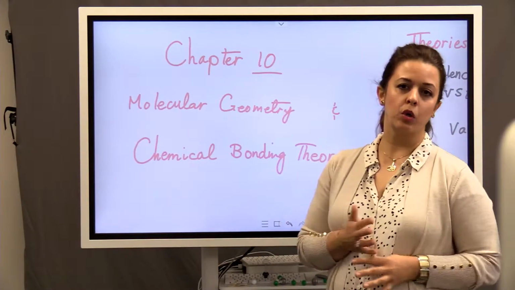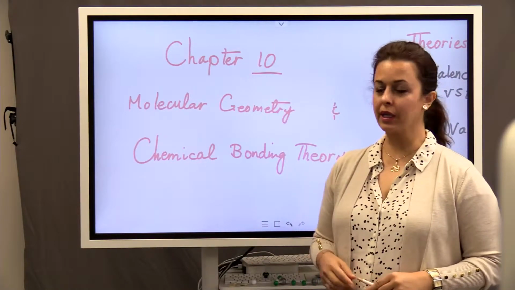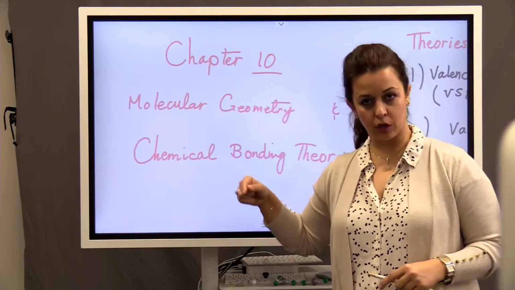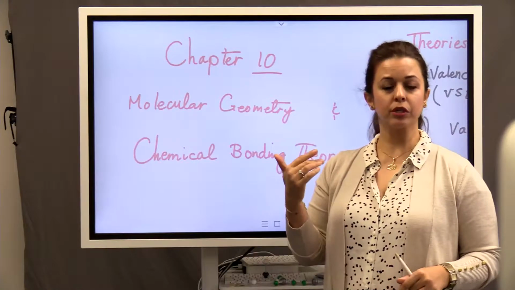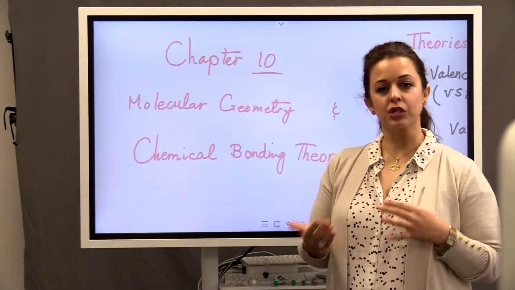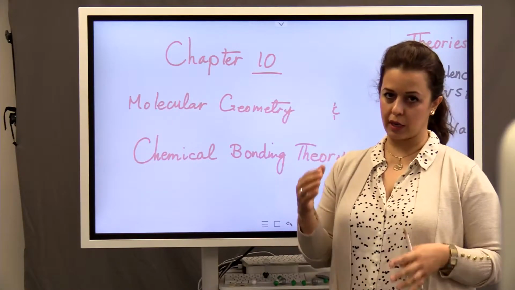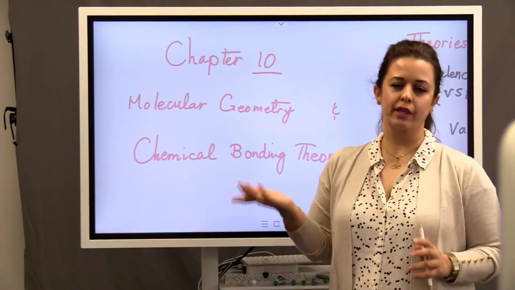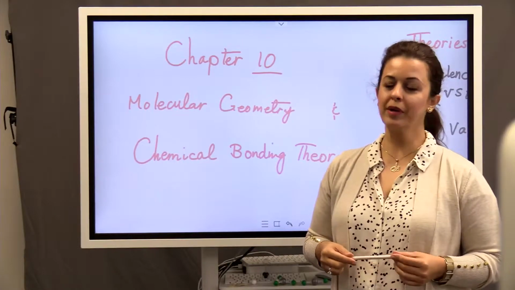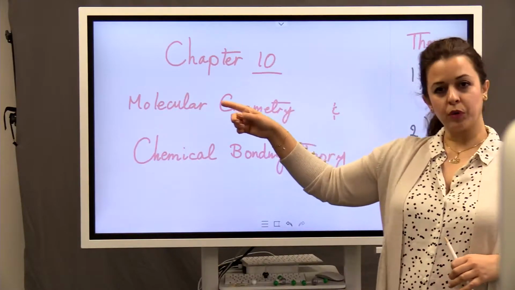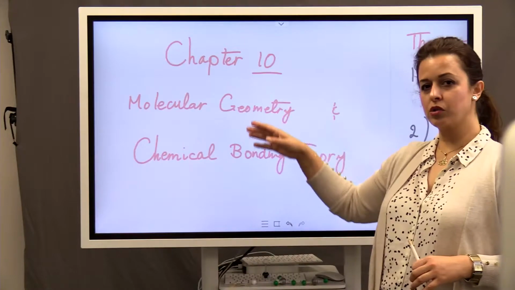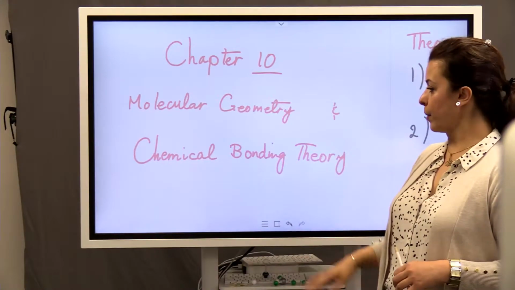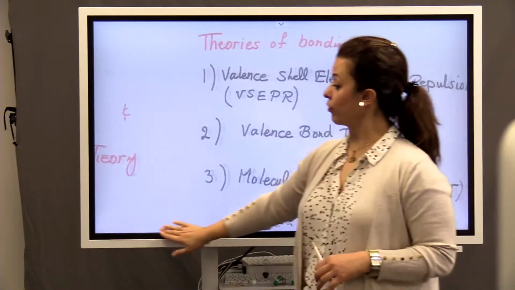After learning about covalent bonding and ionic bonding, it's time to learn about the molecular shape, because in the previous chapter you did not work with the real shape of the molecules. You just ended up drawing the molecular structures, like Lewis structures, right? Remember? So in this chapter we're going to talk about the molecular geometry and the chemical bonding theories.